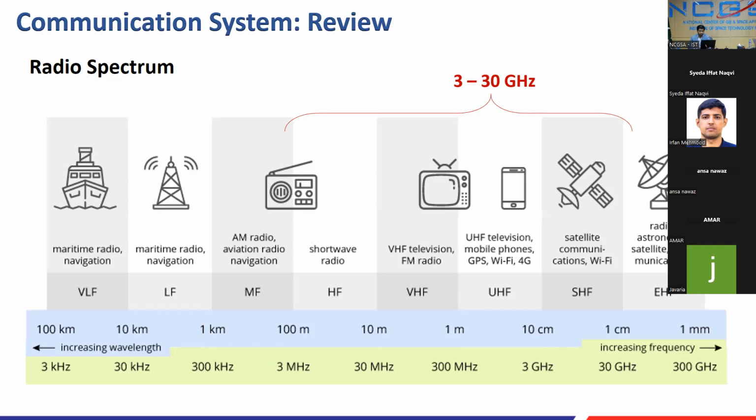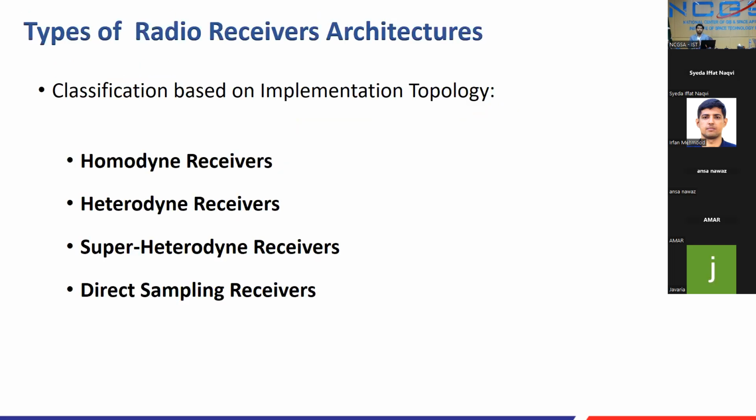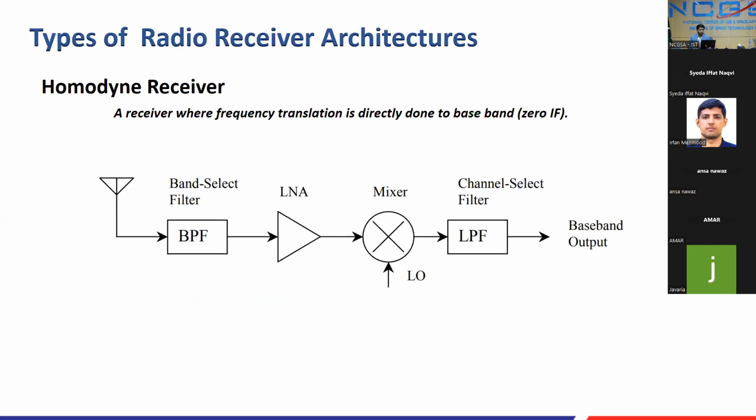Now, moving toward the classification of radio receiver architectures, the different types of radio receivers that are available and being implemented. The first ones are homodyne receivers, heterodyne receivers, and superheterodyne receivers that you can find in most applications nowadays. Then there is the upcoming trend of direct sampling receivers, which with the advent of ADCs and RF SoC system on chips are up in the market. I will share later that we have seen a system of direct sampling receivers as well. So first, we go to the homodyne receiver architecture.